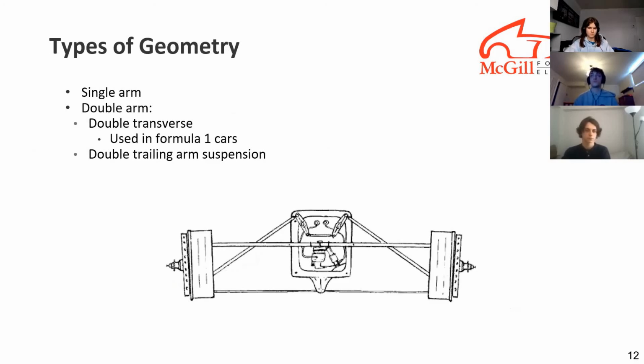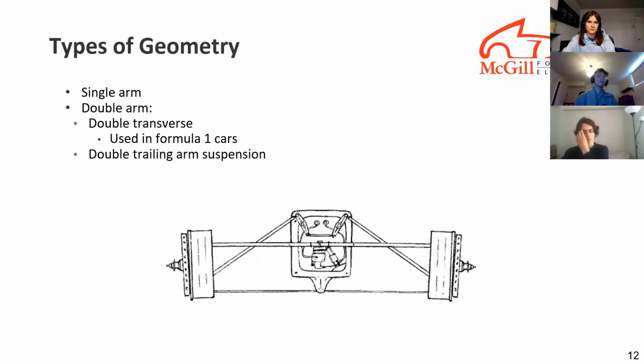So just like different types of springs, there are many types of geometry of suspension that can be used. There's the single arm geometry, which is found in, I'd say, most road-going cars. They're pretty simple and they're cheap to produce.